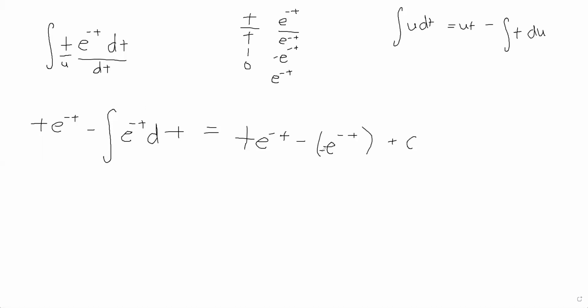So a negative times a negative makes a positive. So we have our solution. The antiderivative of t times e to the minus t dt is going to be negative t times e to the minus t, minus e to the minus t, plus C.